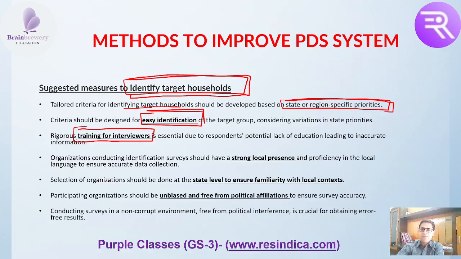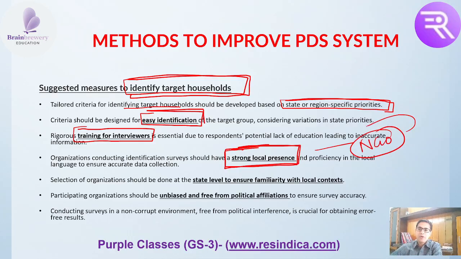Properly conduct the survey, and the survey has to be done by a person or an organization which has a local presence. Like if there is an NGO which has a local presence at that place, they will know the local problems much more than a person who is sitting in Delhi or any other place, right? So we have to utilize those organizations which are aware of the local context.